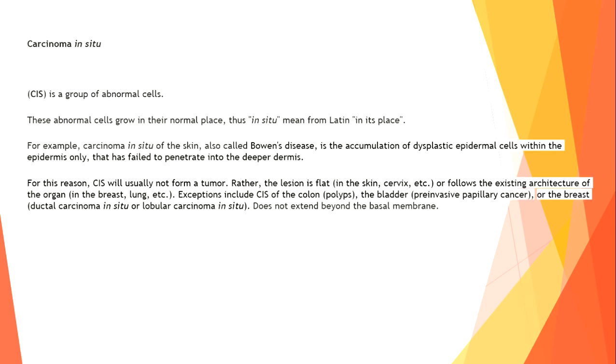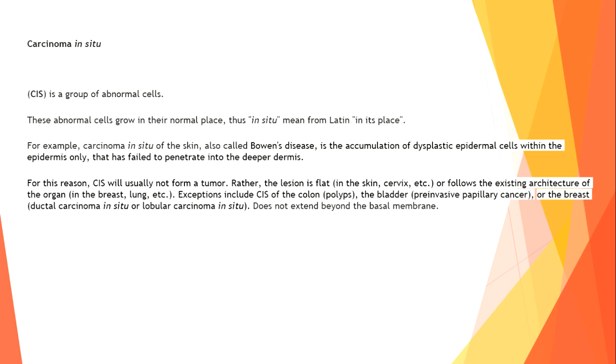Carcinoma in situ is a group of abnormal cells. These abnormal cells grow in their normal place, thus in situ means "in its place" from Latin. For example, carcinoma in situ of the skin, also called Bowen's disease, is the accumulation of dysplastic epidermal cells within the epidermis only, that has failed to penetrate into the deeper dermis. For this reason, carcinoma in situ will usually not form a tumor.